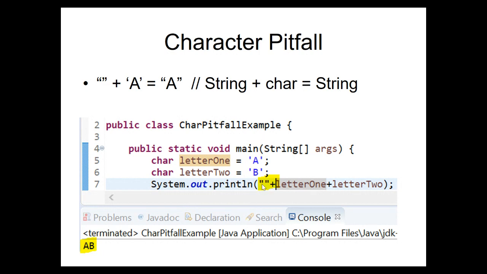Now in this case, because computers evaluate expressions from left to right, if we take the empty string and join it to letter 1, this entire first part gets converted to a string, and then you can add on another char. It's adding a string plus a char, which will result in a string. So in this case, it works to give you AB.